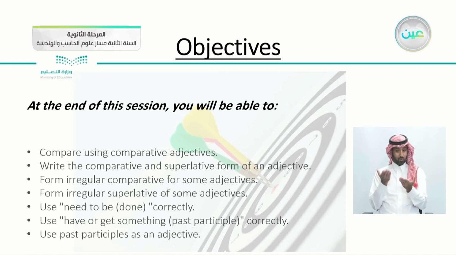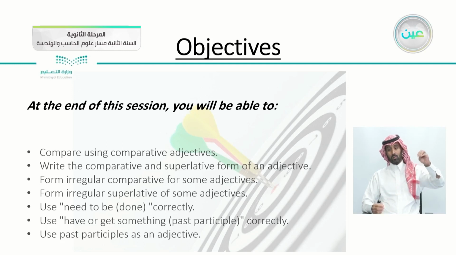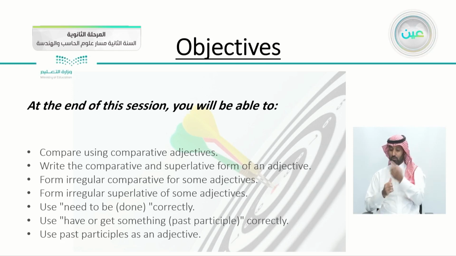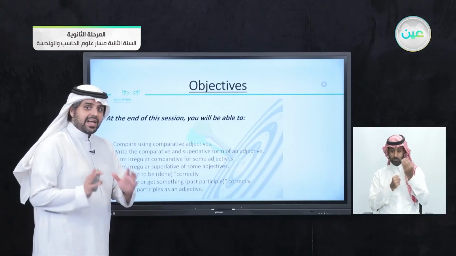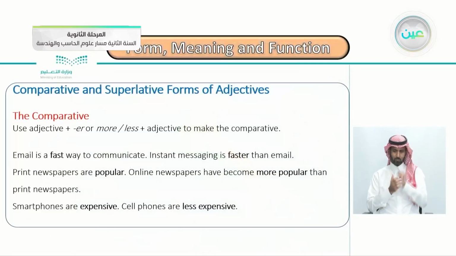Use need to be done correctly, and use have or get something plus past participle correctly. Use past participles as adjectives. So we're beginning here in the form, meaning, function. We're beginning with the comparative and superlative forms of adjectives.